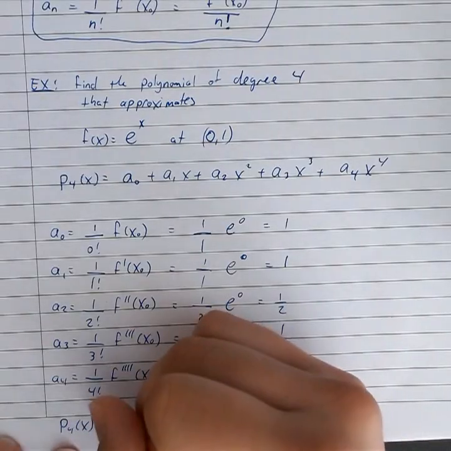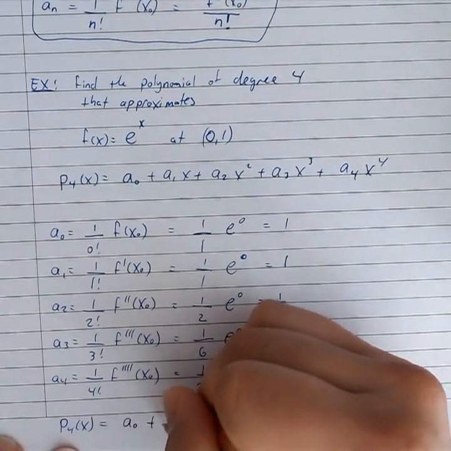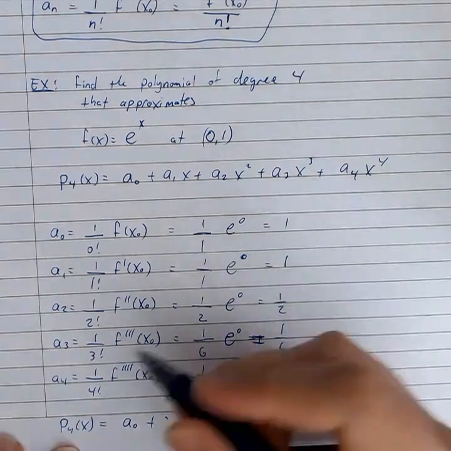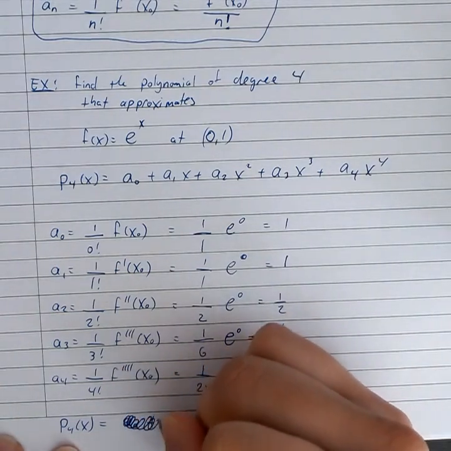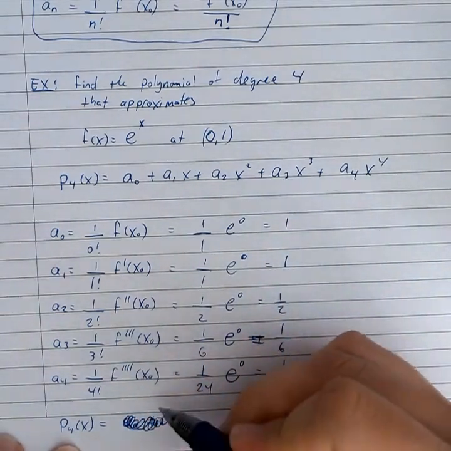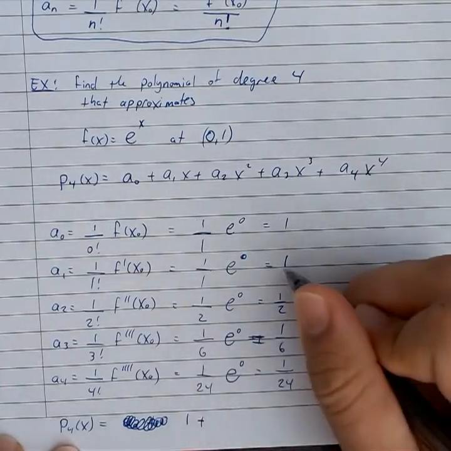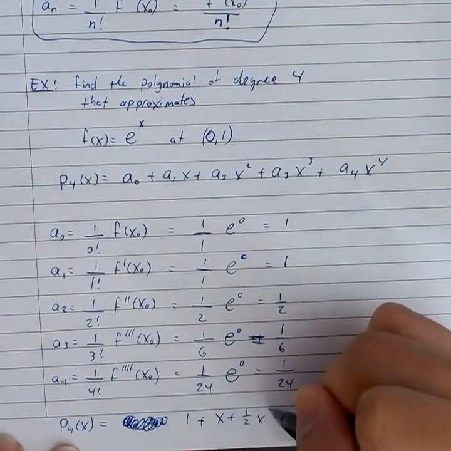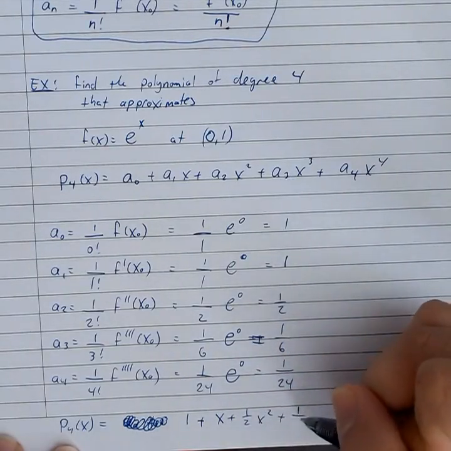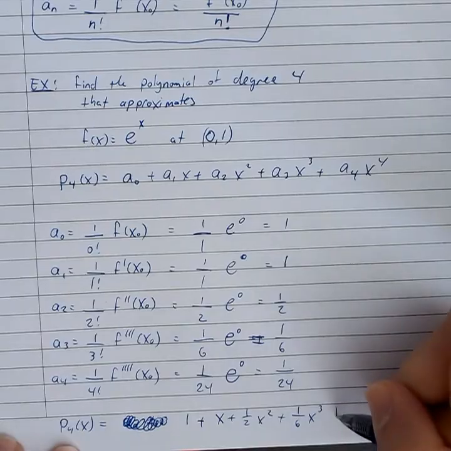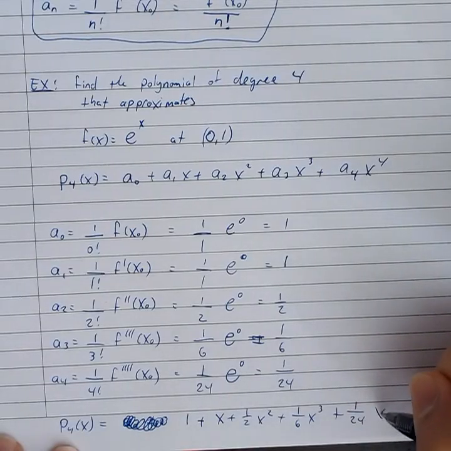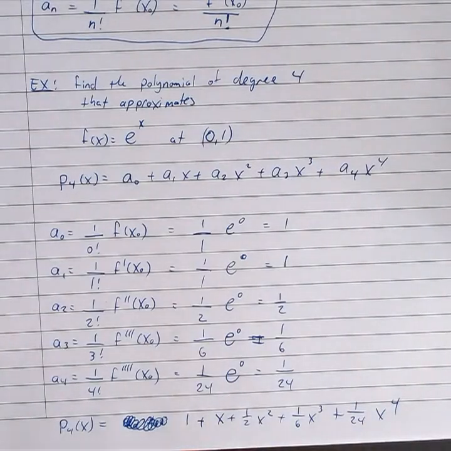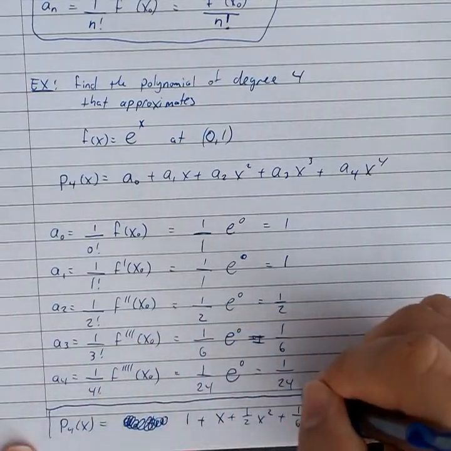So in the end, our p sub 4 of x, our fourth degree polynomial that approximates e to the x, is equal to a sub 0 plus, let me just write in the numbers themselves. We know what our a sub 0 is, so it's going to equal 1 plus 1x plus 1/2 x squared plus 1/6 x to the third plus 1 over 24 x to the power of 4. Just like that.